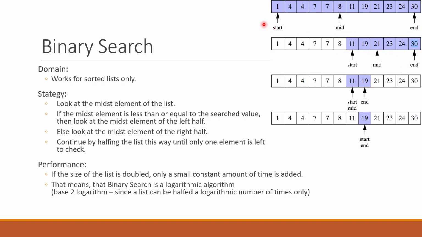Each and every run we are halving the size of the array, and that means that this is a logarithmic algorithm, base 2 logarithm. The good thing about that is, if we double the size of the list, we only add a small constant to the performance time. So this algorithm is really fast when we have a sorted array.